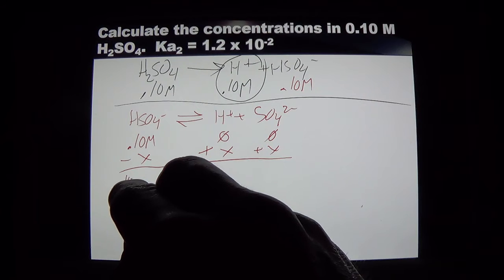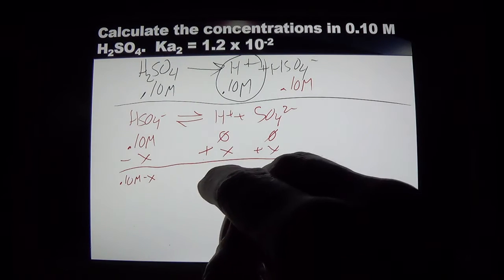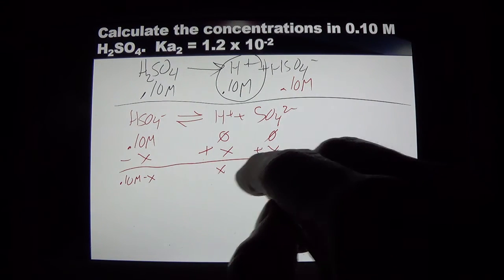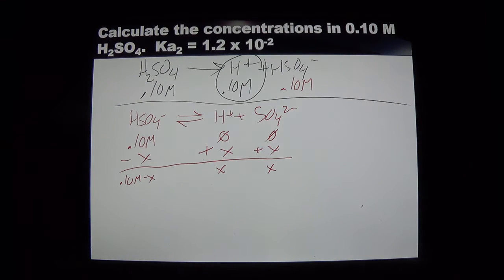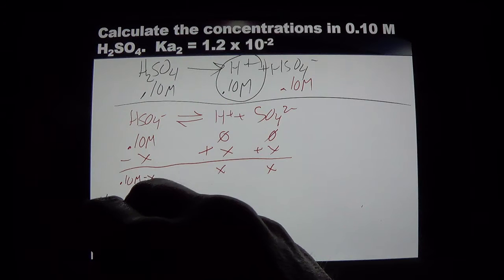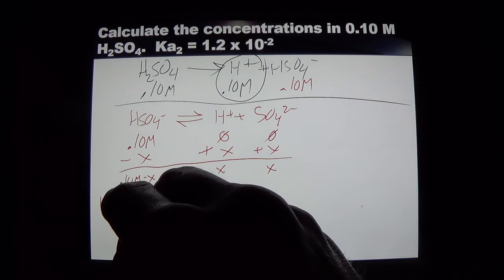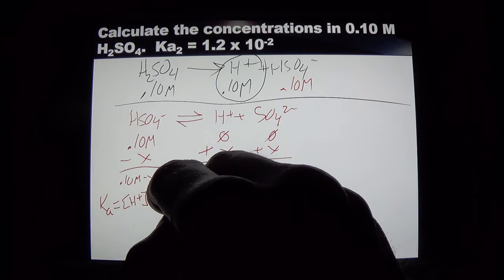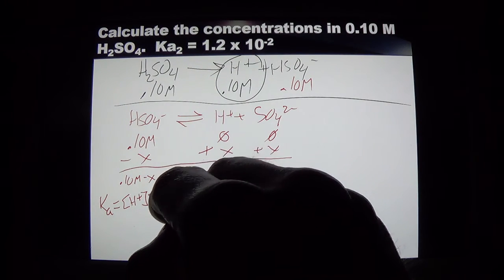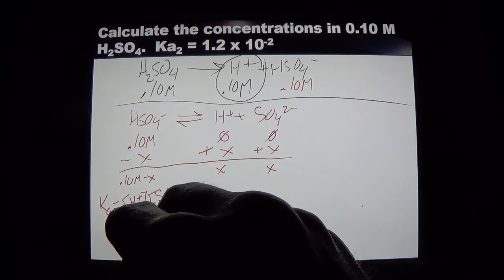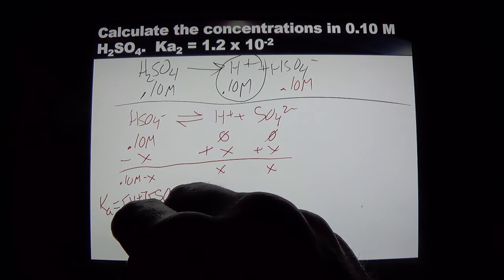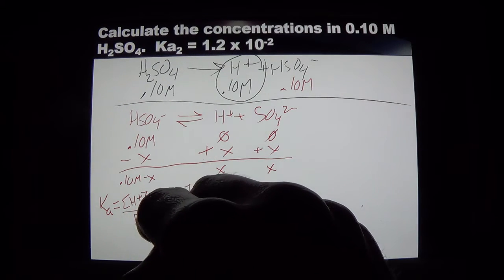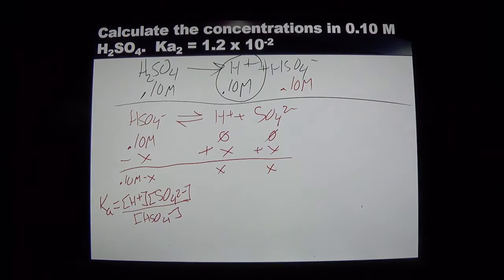So I have 0.10 molarity minus X, and I have X here, and I have X there. Okay, great. So I'm ready to write my Ka expression, which is concentration. Get the points for the formula. Be sure you're putting the charges in with the formula or it doesn't work. That's what they're looking for, that you have the exact correct charge written.